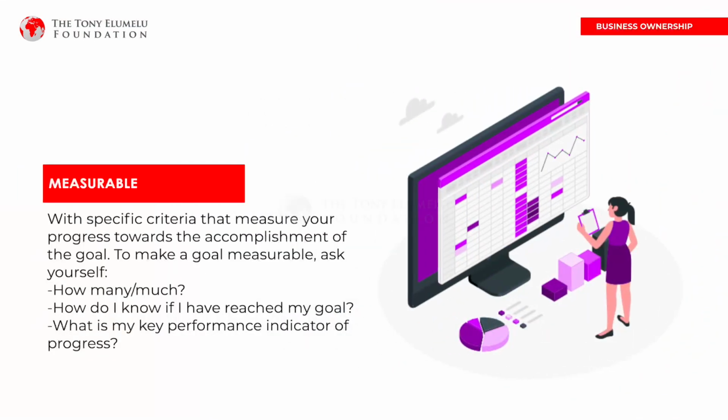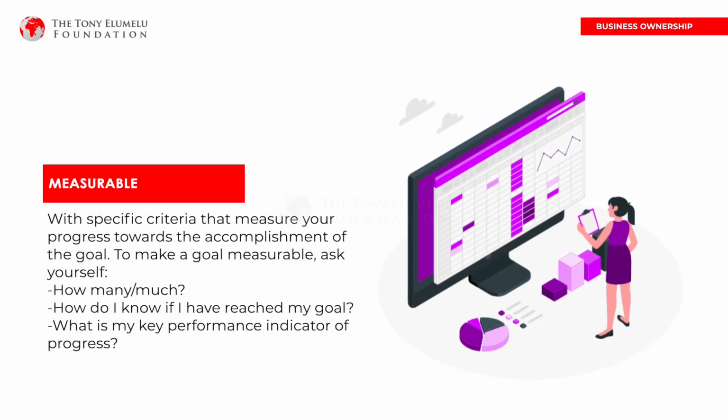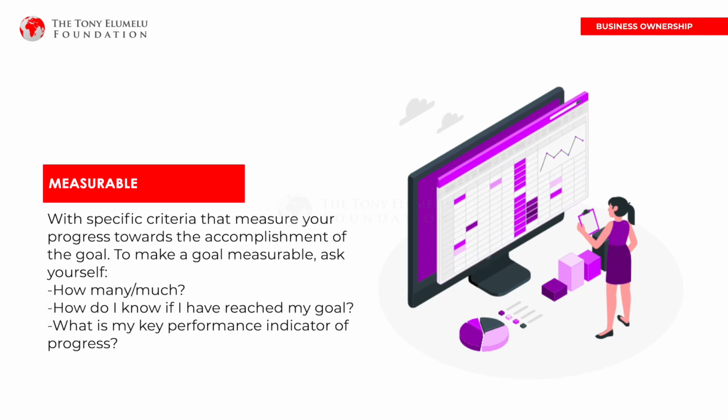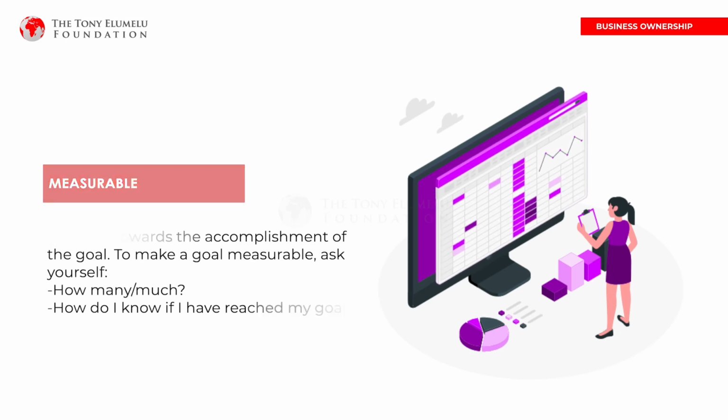Measurable: with specific criteria that measure your progress towards the accomplishment of the goal. To make a goal measurable, ask yourself, how many or how much? How do I know if I have reached my goal? What is my key performance indicator of progress?